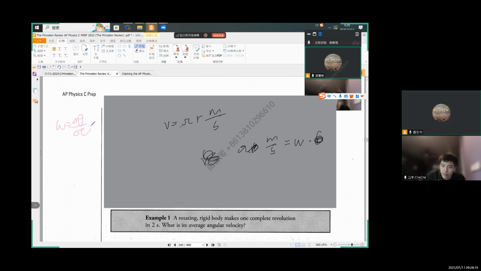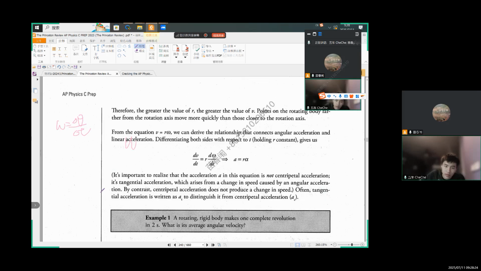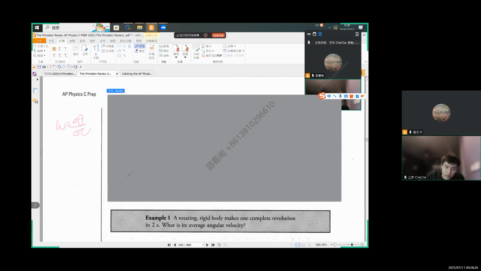Okay, yeah, I guess it'd be nice to try a different one as well. Sure. So omega equals change in theta over change in time. Change in time is 2, of course, and change in theta would be 2 pi. So it's just pi. In your original method, you can find v and divide it by r, which is also the same. And that v is 2 pi r, right?